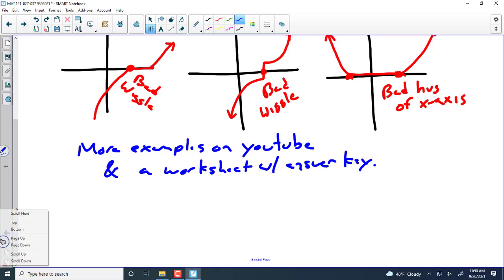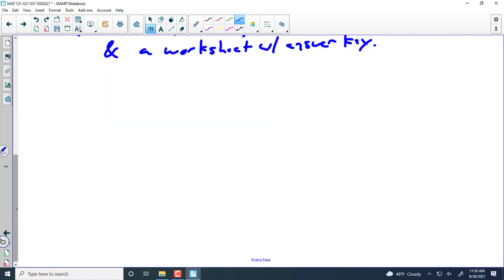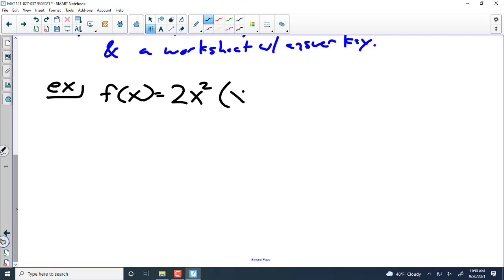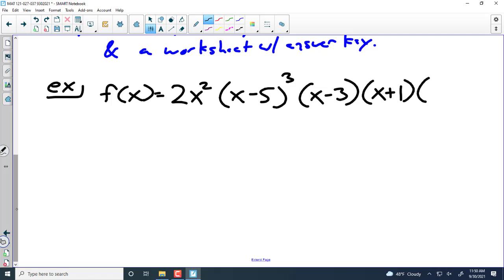Okay, let's do another example. All right. 2x squared, (x minus 5) cubed, (x minus 3), (x plus 1), (x plus 4) squared. What a long one this is. But I can handle this.